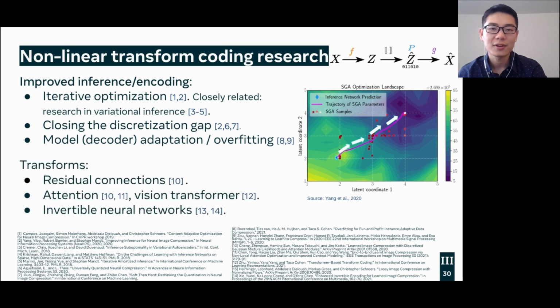And finally, there's also work on improving the transforms in nonlinear transform coding. And the overall idea here is to make the transforms more efficient and more effective at decorrelating the data input. For example, people have used residual connections, attention mechanisms, and even vision transformers. Invertible neural networks have also been proposed for improving compression performance in the high bitrate regime or for near lossless compression.